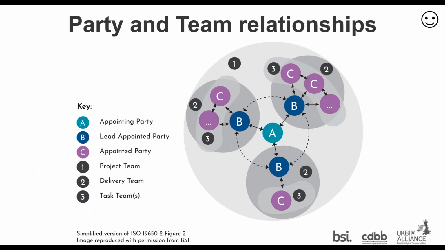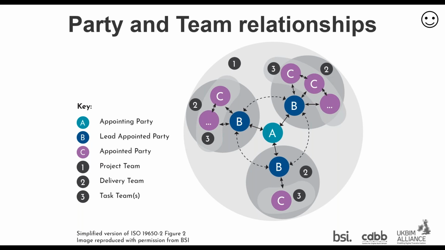So I'm referencing, although I'm not talking about ISO 19650 here, I am using some of the diagrams and descriptions from the guidance, which we'll come on to shortly. So, party and team relationships. That diagram quite nicely demonstrates those parties that I've just talked about. Right in the center, we have the appointing party, effectively the client. That client appointing party will appoint lead appointed parties to deliver a portion of work. Those lead appointed parties will have their own supply chain, which are effectively appointed parties.